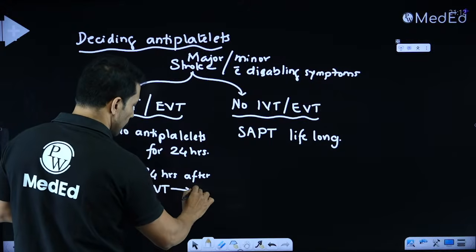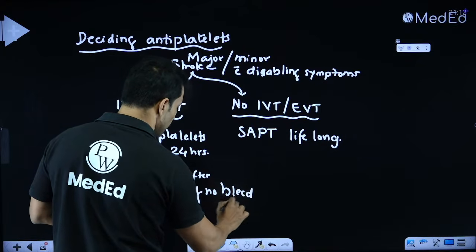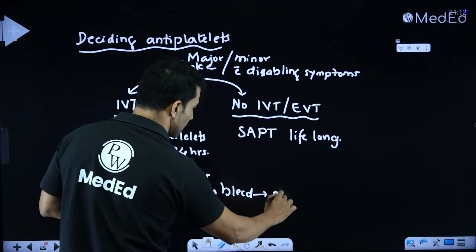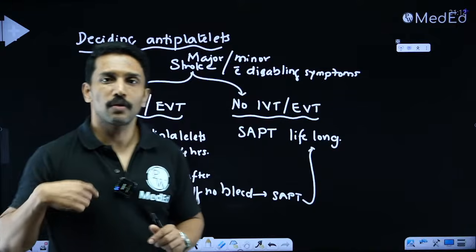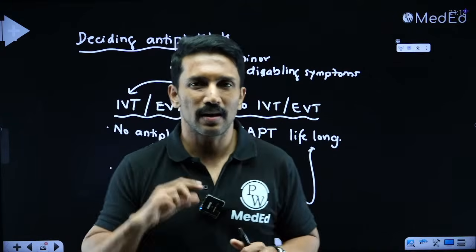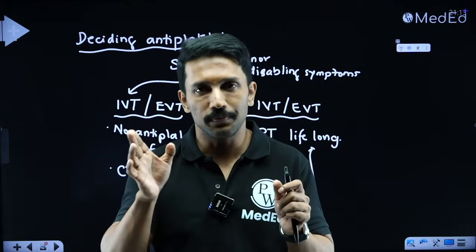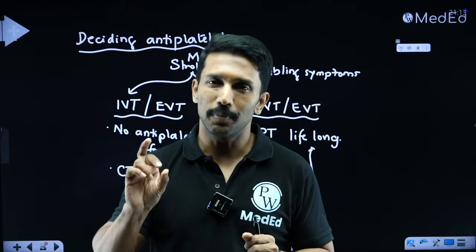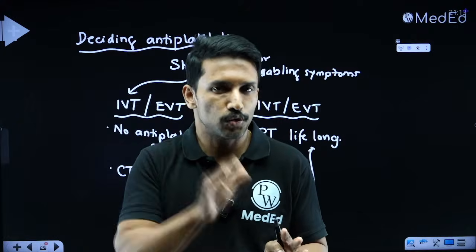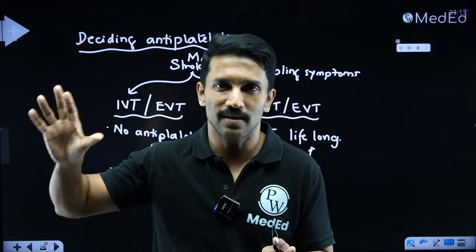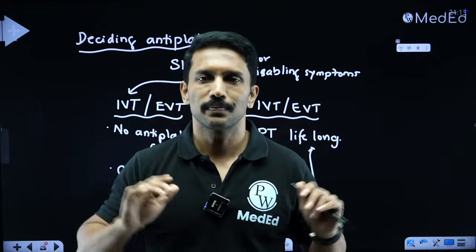And if no bleed, because IV thrombolysis might have resulted in bleed, only if there is no bleed, then you start them on single antiplatelet therapy for lifelong. So if I have to give aspirin to a patient who is supposed to be taken up for intervention, IVT or EVT, you should be giving it 24 hours after the presentation. During this period, patient undergoes the intervention, and post intervention you do a CT scan 24 hours later to ensure that bleeding has not occurred as a side effect of your thrombolysis, and only then you start aspirin. If you see bleeding, don't give aspirin.